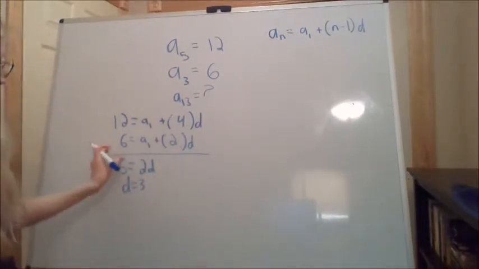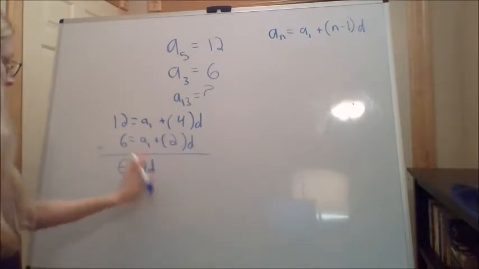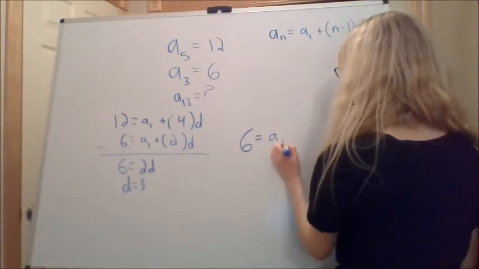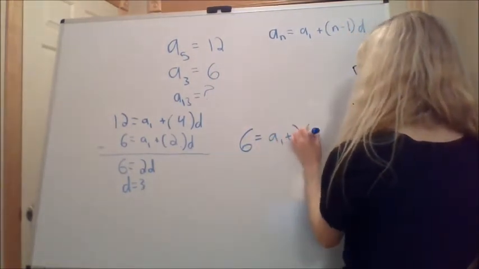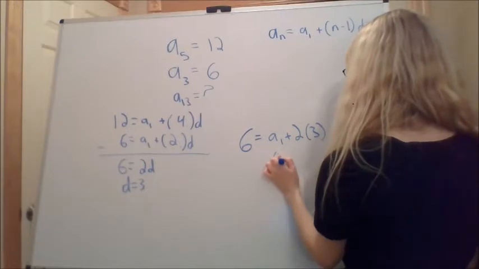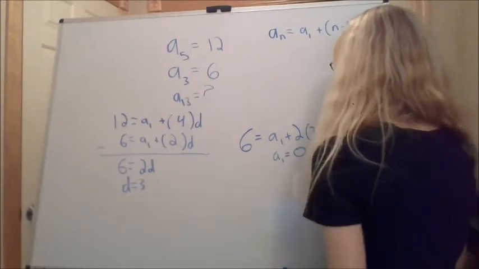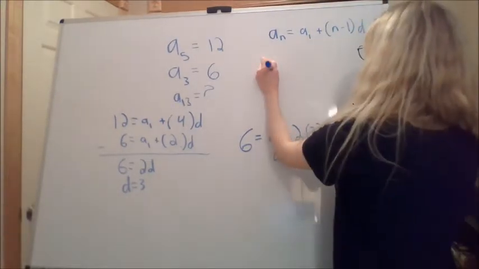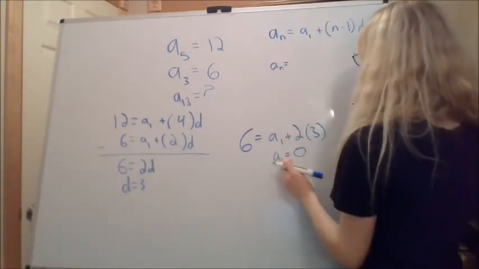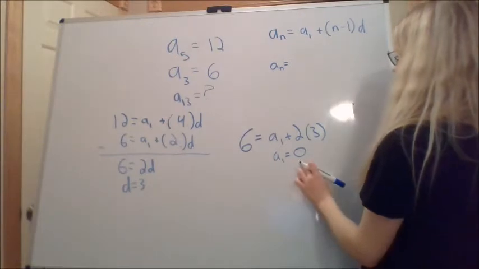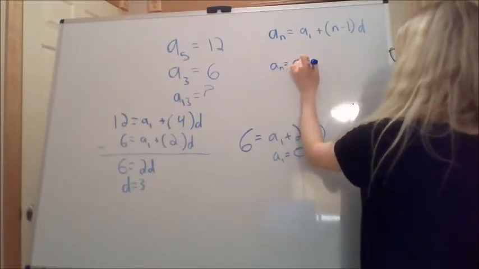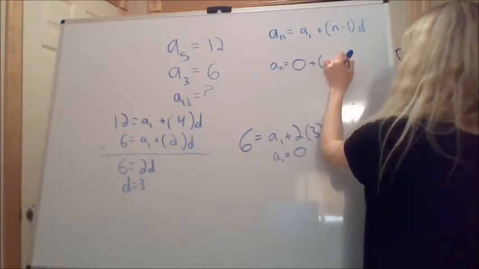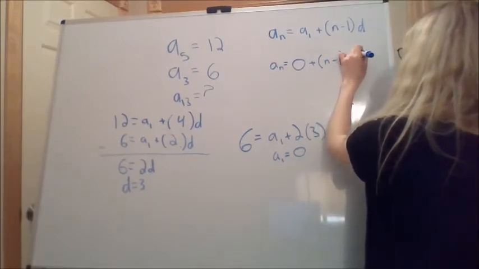And so plugging this back into, say, let's take this equation right here, we can find that 6 equals a sub 1 plus 2 times 3. So a sub 1 must equal 0. And so now we can build this equation here for the general term, and we can say that a sub n equals, well, we know that our first term is 0, so a sub n equals 0 plus the quantity n minus 1 times 3.